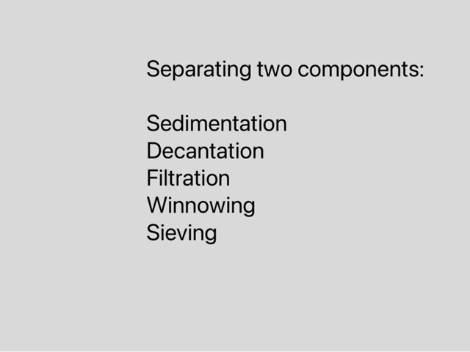Winnowing. Winnowing is a traditional method of separating grain or seeds from their chaff, husks, or other impurities. It is often used by farmers and agricultural communities. Sieving. Sieving is a mechanical method of separating particles or substances based on their size. It involves passing a mixture of particles through a sieve or a screen with specific openings or mesh sizes.